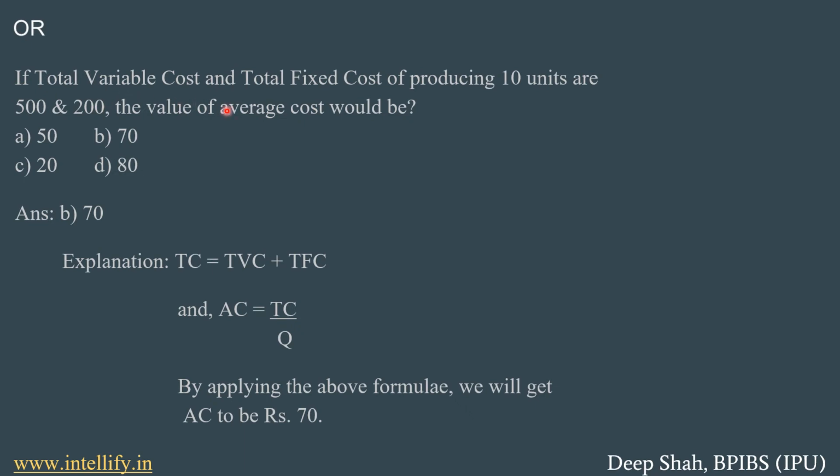If total variable cost and total fixed cost of producing 10 units are 500 and 200 respectively, the value of average cost would be. So here we have four options: A 50, B 70, C 20, D 80. The answer is B, 70. This can be calculated by the following formulas. TC is equal to TVC plus TFC. So our TVC is 500 and TFC is 200. So it comes out to be 700, and AC is equal to TC upon quantity. So 700 upon 10, which is the quantity. So we have AC is equal to rupees 70.